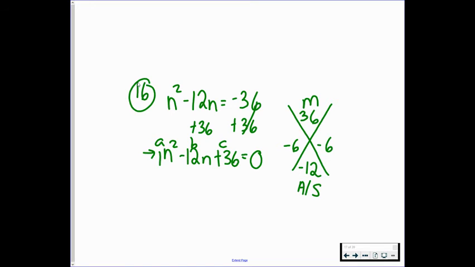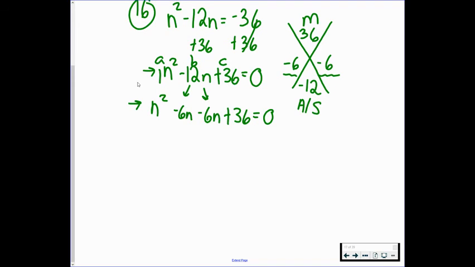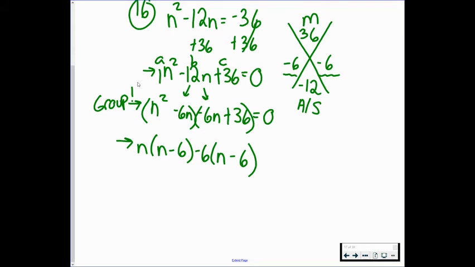Now we're going to rewrite this: negative 12n as negative 6n, and negative 6n, using these two factors that we found. Plus 36 equals 0. This polynomial now has 4 terms, so we're going to factor by grouping. Group and group. The GCF out of the first 2 terms is n, and out of the last 2 terms is negative 6. And I'm pulling out that negative with the 6 because this first term was negative.